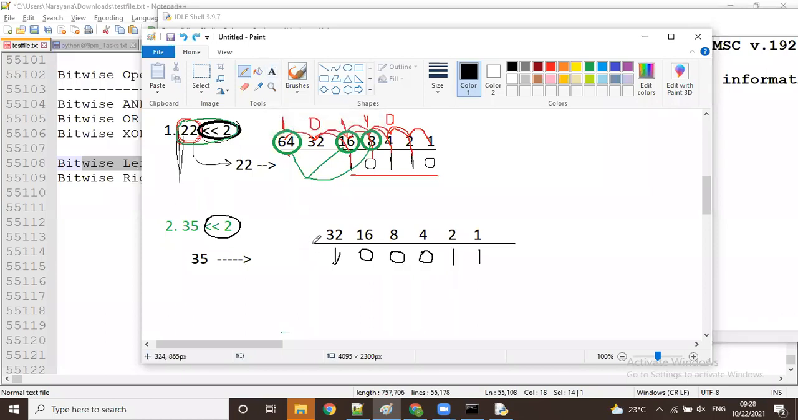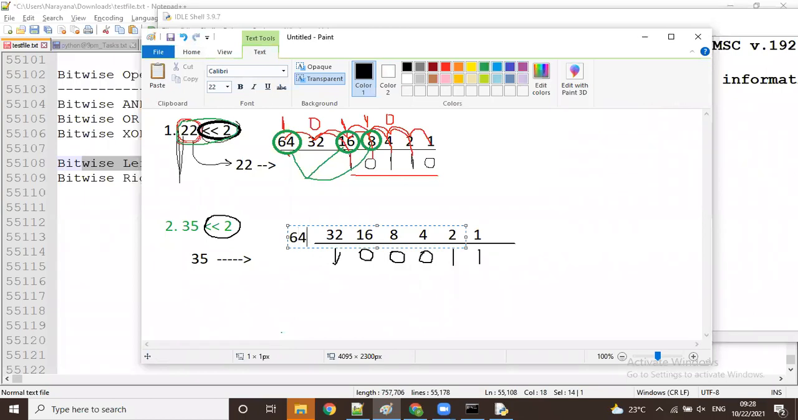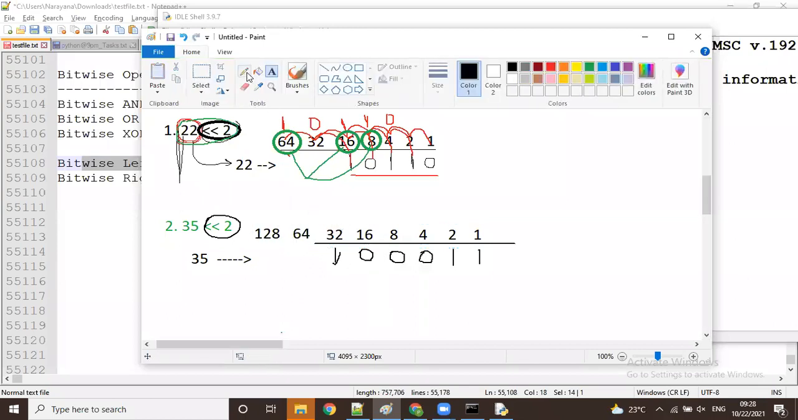Now 2 places means what are the next two numbers, guys? What are the next two numbers of 32? So 64, right? And the next one is 128. 64 and 128, guys. Now every binary value will move two places to the left side. Left side means this side, guys.